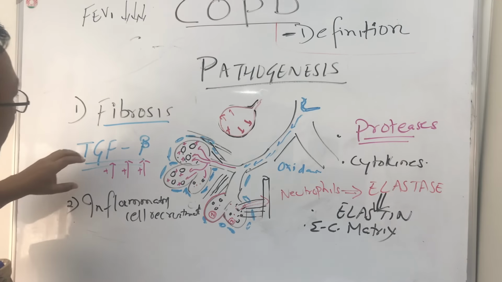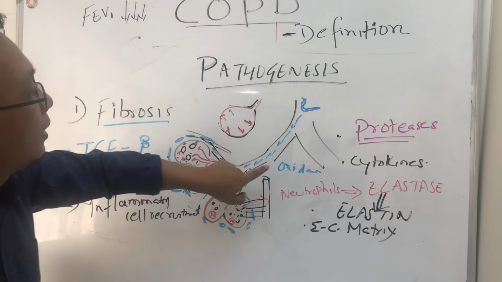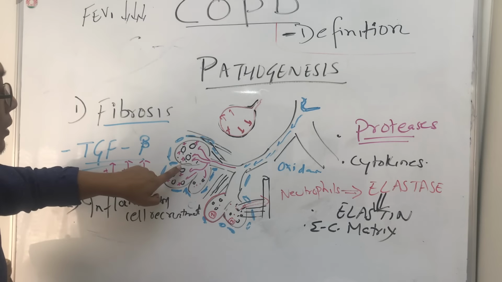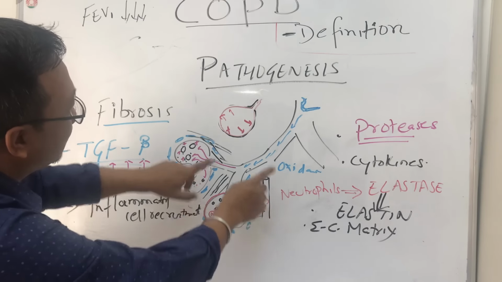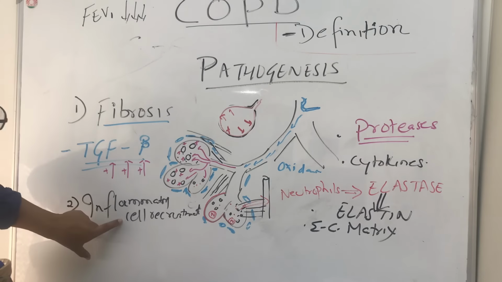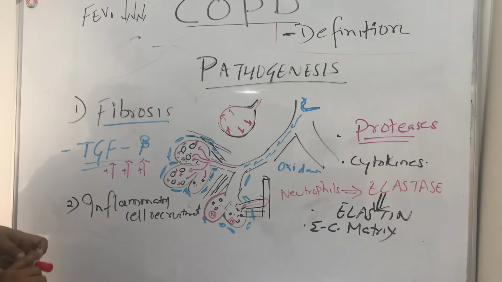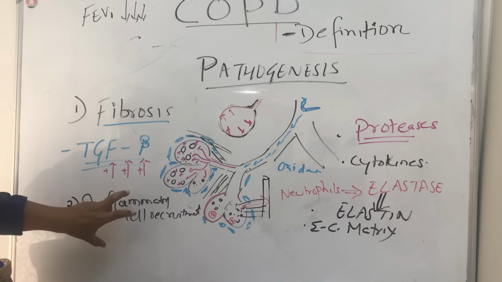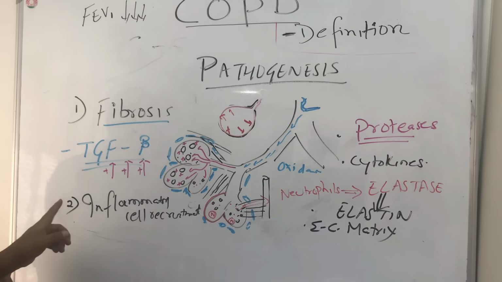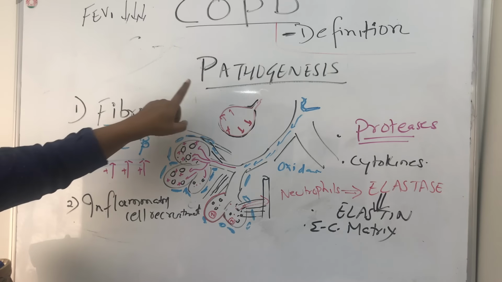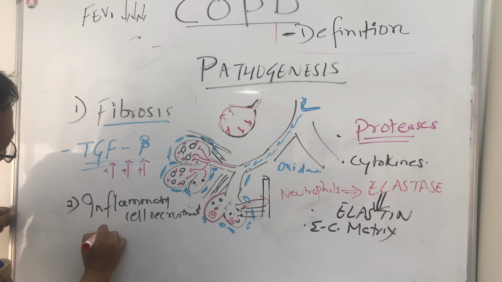So because of the elastase secreted by the neutrophils and the other proteases secreted by the macrophages, the proteases are destroying the extracellular matrix, plus the elastase is destroying the elastin. As a result of this inflammatory cell recruitment, with neutrophils, elastase and cytokines, there is air trapping, and it is resulting in COPD. So this is one condition that you can write in pathogenesis. There is inflammatory cell recruitment, where you will mention macrophage.